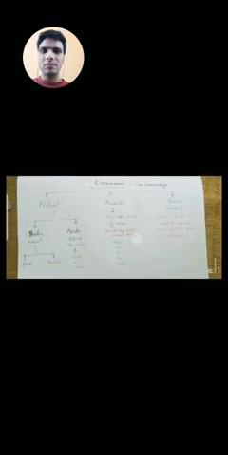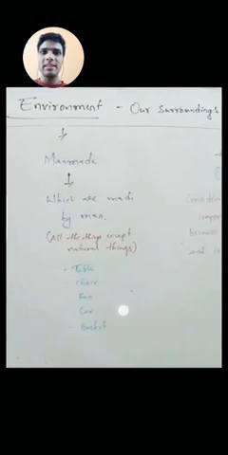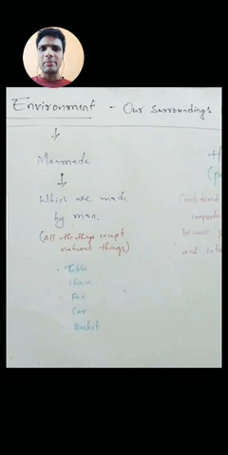Basically, environment in the simplest sense means our surroundings. In simple terms, we can define environment as our surroundings. Like you'll find so many things around you. It can be a table, it can be a chair, or it can be some people, some animals, some plants.